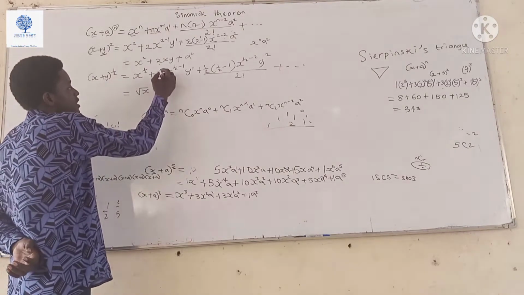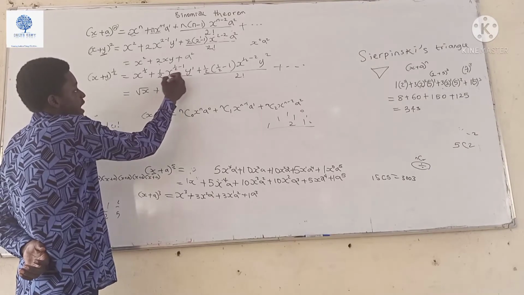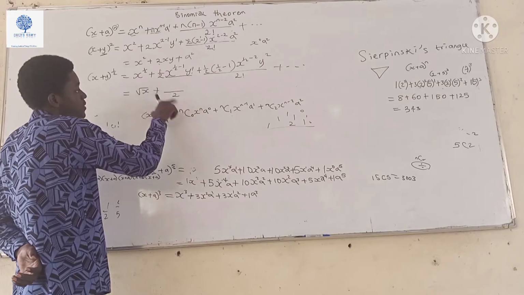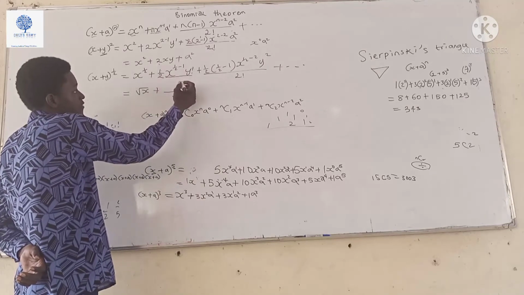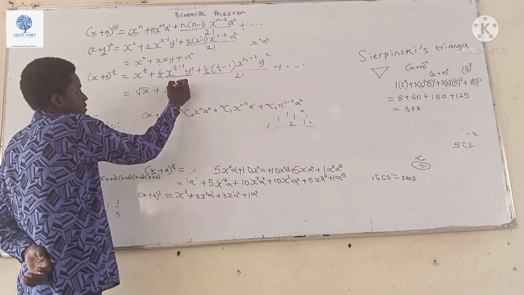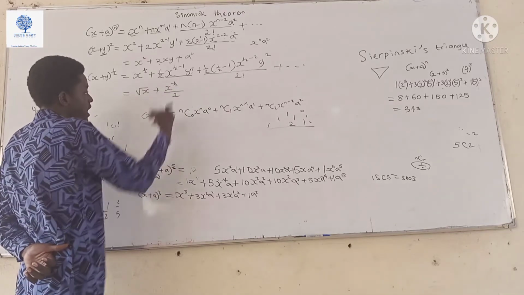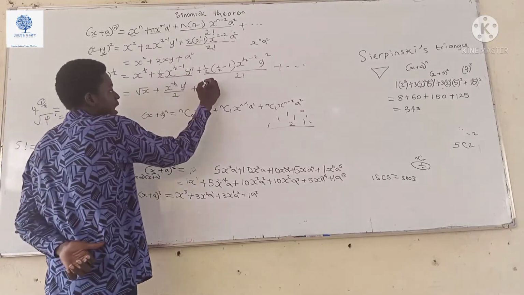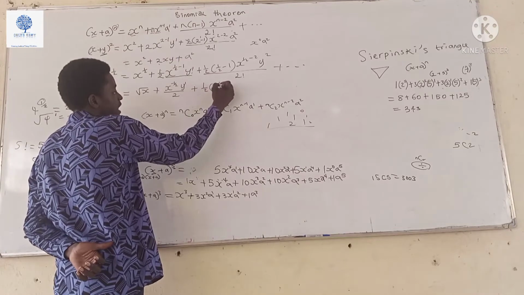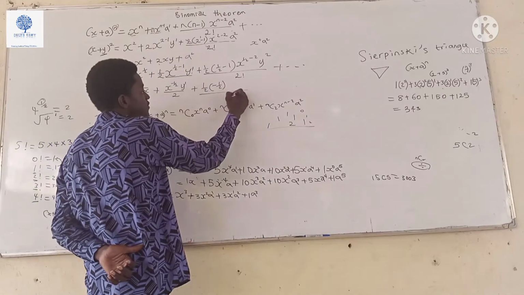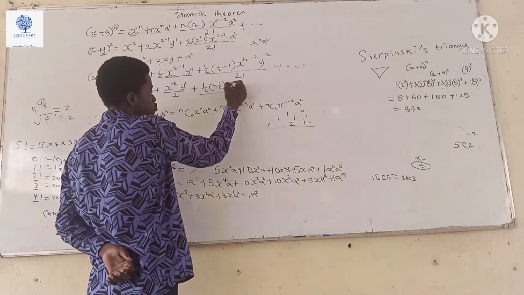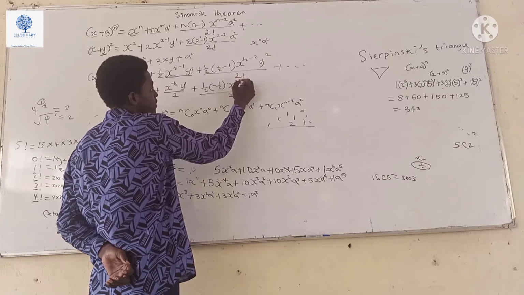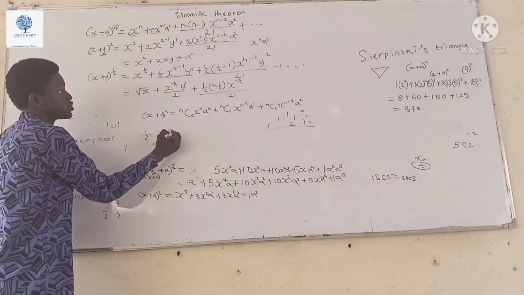This gives us plus 1 over 2 times everything here, x and y. We multiply 1. It means we are dividing by 2. These 2 here. X to the power of half minus 1. Half minus 1 is what? Minus half, right? And then y to the power of 1, plus half times half minus 1, which is minus half, all over 2 factorial. Half minus 2 is what? Minus 3 over 2.